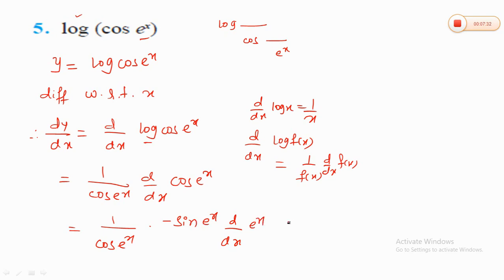So this equals minus sin(e^x) upon cos(e^x). Keep the minus sign as it is, and sine divided by cos, where the function is the same, sin(e^x) over cos(e^x). Sine by cos is tan. So it is tan of e^x, and the derivative of e^x is e^x. Or simply, you can write minus sin(e^x) upon cos(e^x) into e^x also.